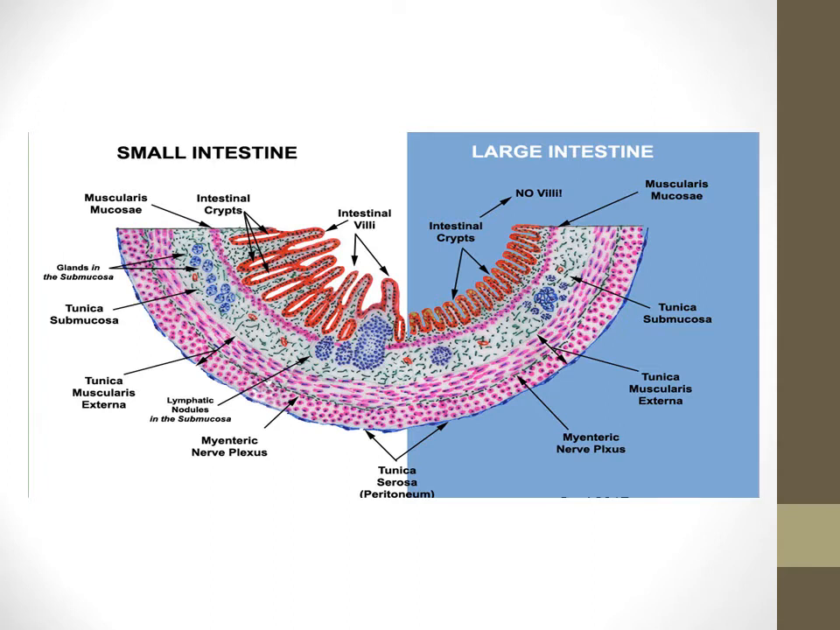This is the photomicrograph of the small and the large intestine and their comparison, showing that the small intestine has intestinal villi. However, there is a lack of villi within the large intestine, so the trophozoites basically bury within the crypts of the large intestine.